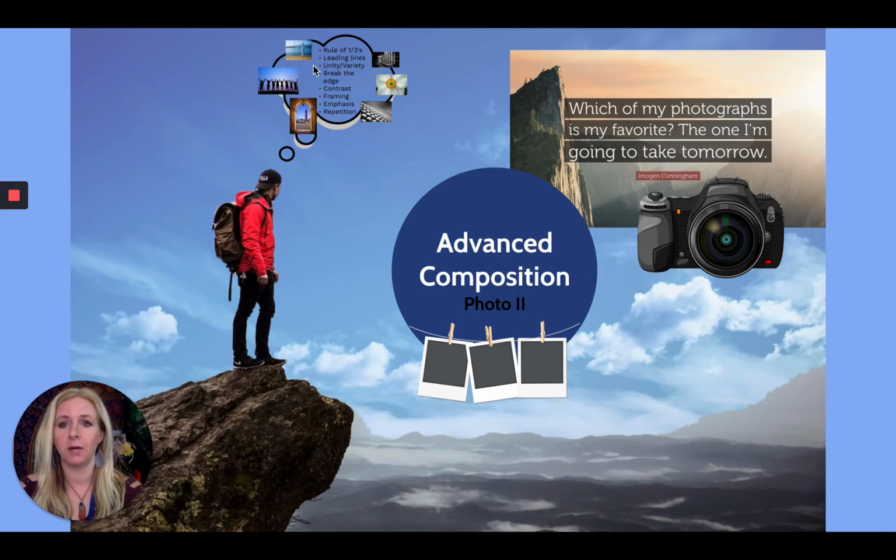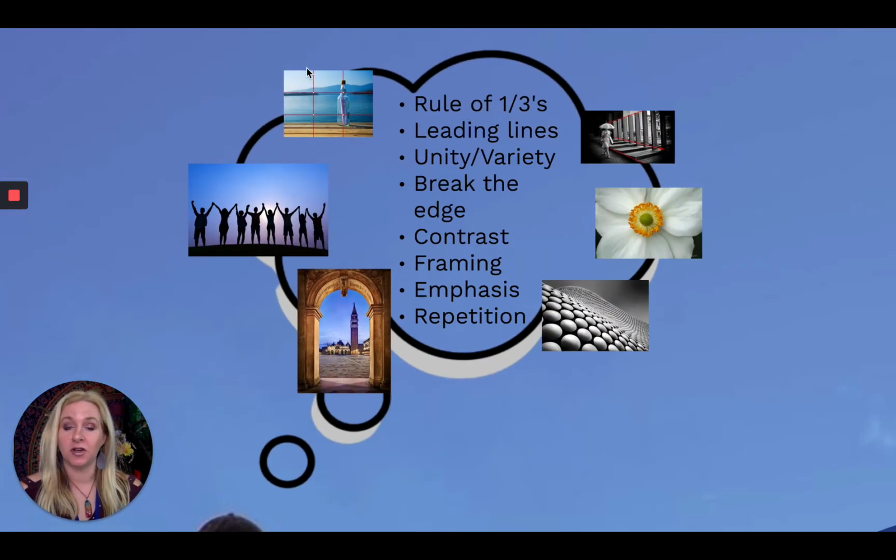So if you remember from Photo 1, here are a few of the composition strategies that you should already know, such as rule of thirds, leading lines, and there are different pictures of different examples here. Unity and variety, having a balance of those two concepts, breaking the edge, meaning getting close, contrast, having some kind of opposites within your scene, whether light and dark, red and green, big and small. Using framing to keep your viewer's eye on a focal point, emphasis, kind of a combination of all of these different concepts in order to draw your viewer's eye to the focal point, and repetition to create pattern and interest.